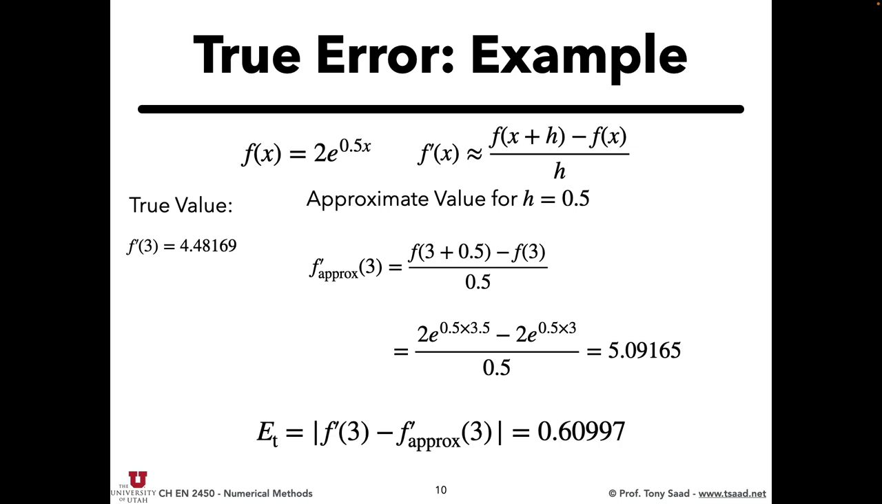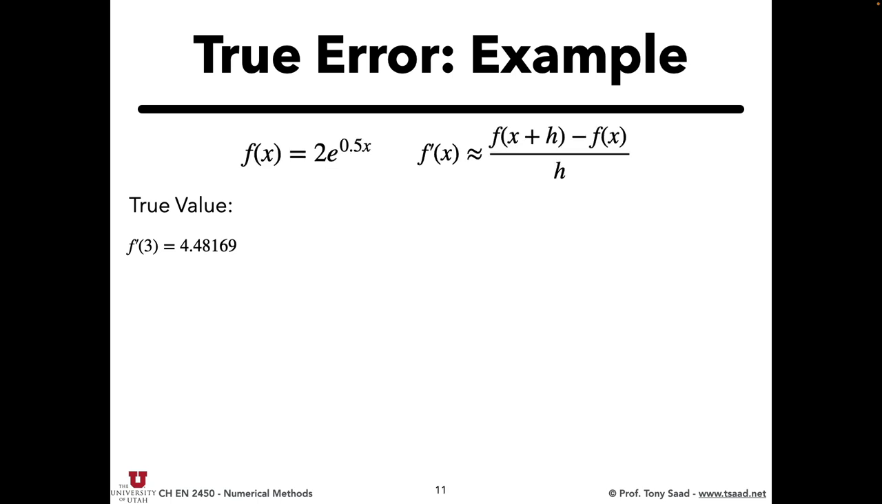And finally, the true error is the difference between the true value, or the exact value, and the approximate value. It gives us a number, 0.60997, and I'm botching my significant figures over here, but just for illustration purposes. So now you do the same with another value of h. If you can stay with me, please.